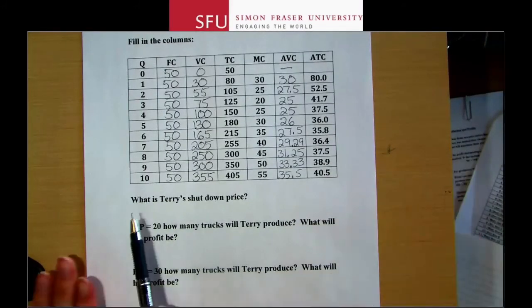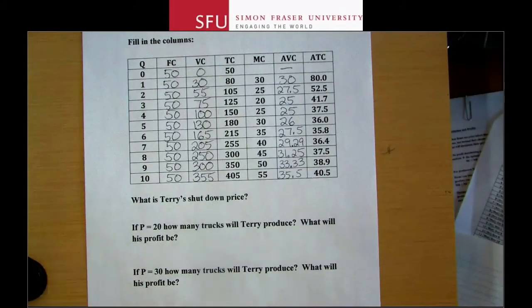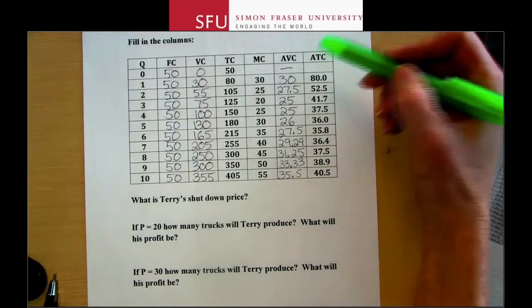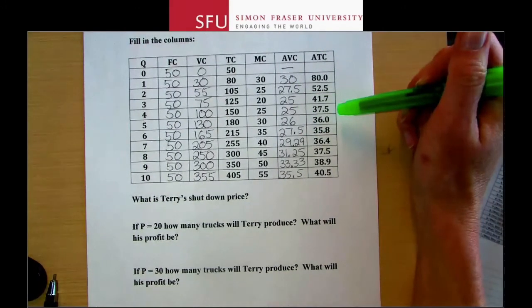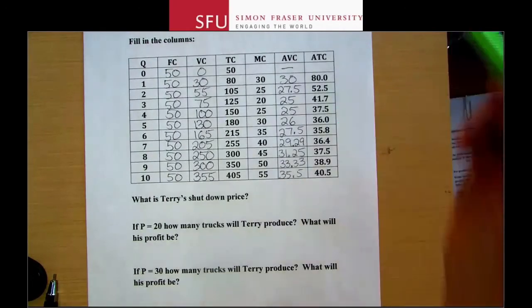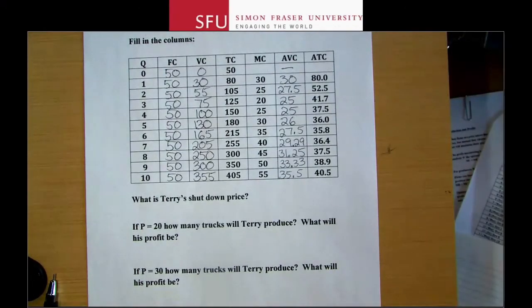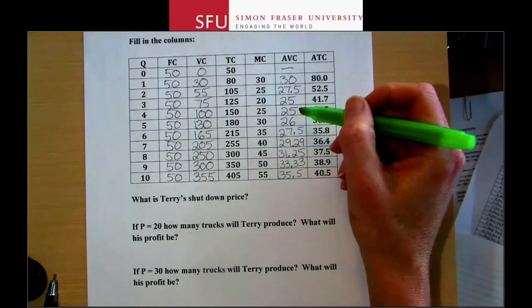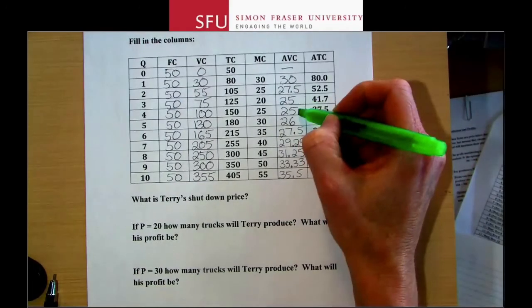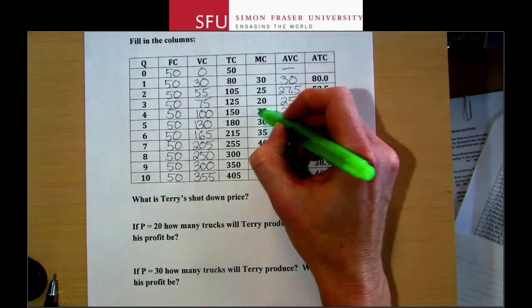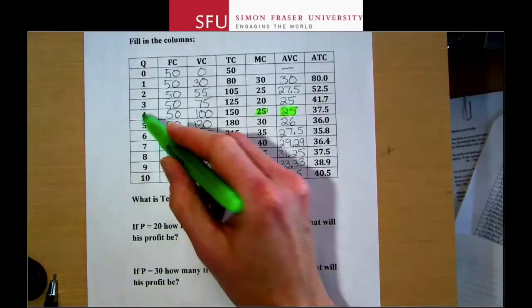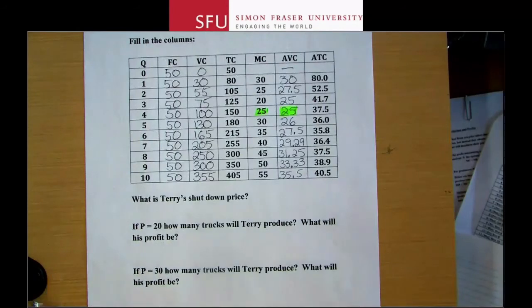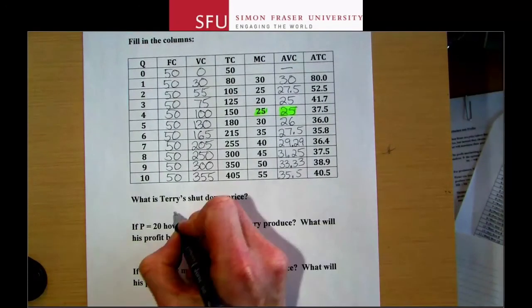All right, first question, what is Terry's shutdown price? Shutdown price is the minimum of the average variable cost. And that is here, right, $25. Now we've got two 25s, but we would pick the equilibrium with the MC. So that would be at a quantity of 4. And so then, yeah, so $25.